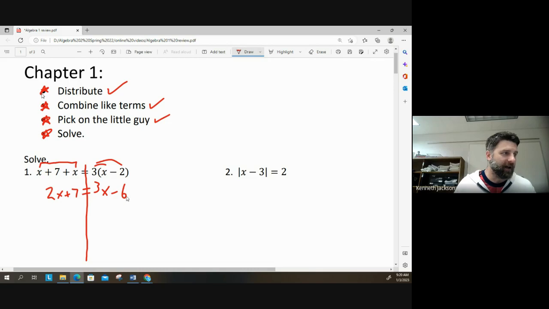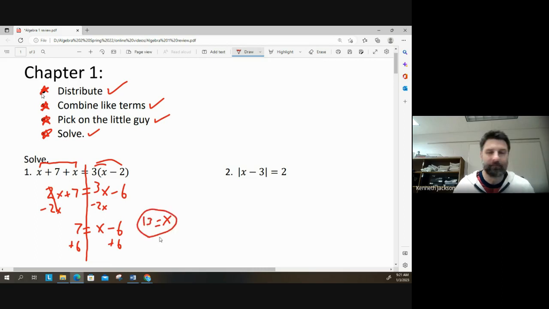Pick on the little guy. I have a variable over here, which is 2x, and I have a variable on the right side, which is 3x. I move the smaller of the two. To get rid of a plus 2, I subtract 2. Well, 2x minus 2x is 0. 7 equals 3 minus 2 is 1x minus 6. And now lastly, I need to get x by itself. To get rid of a minus 6, I can add 6. And I'm left with x equals 13, or 13 equals x.